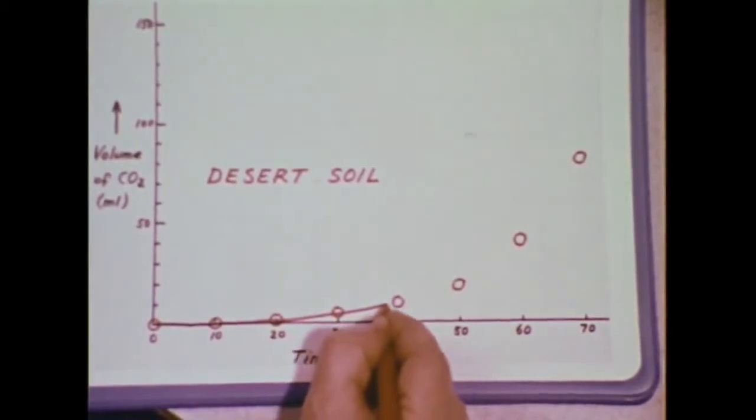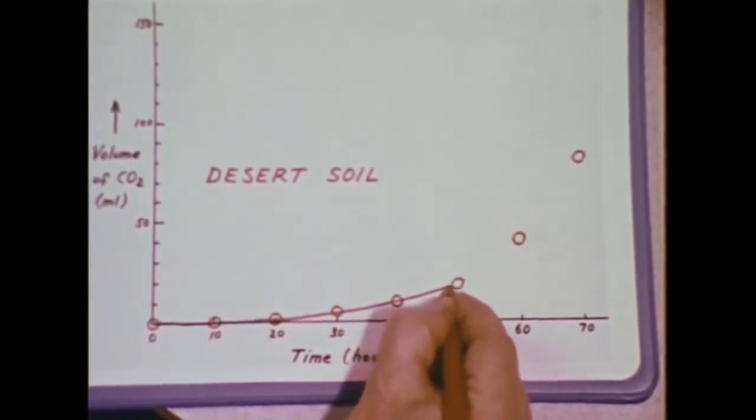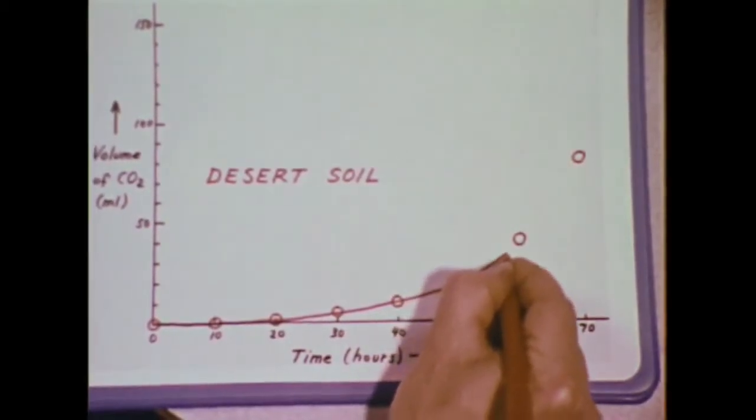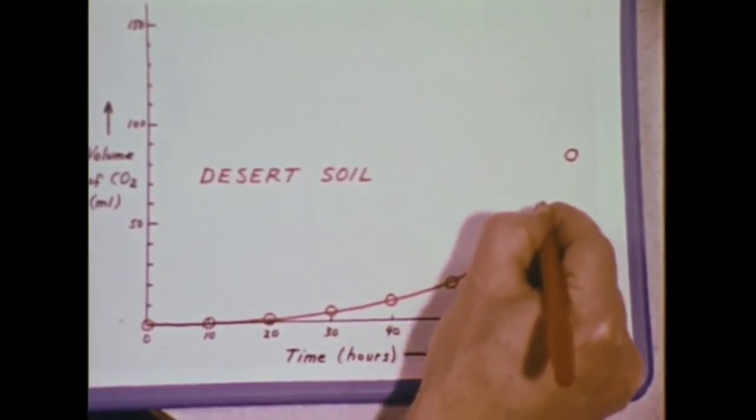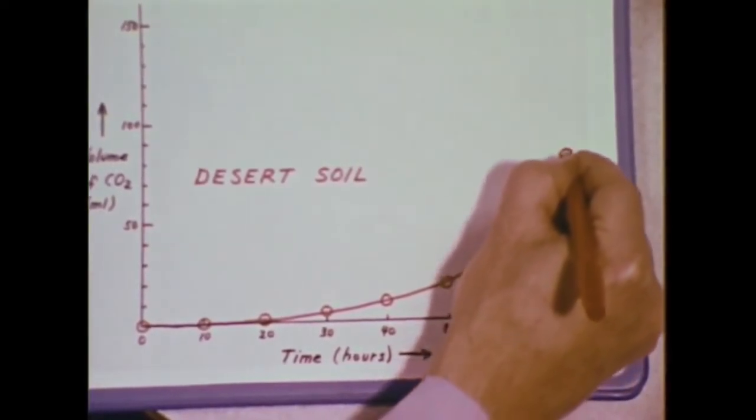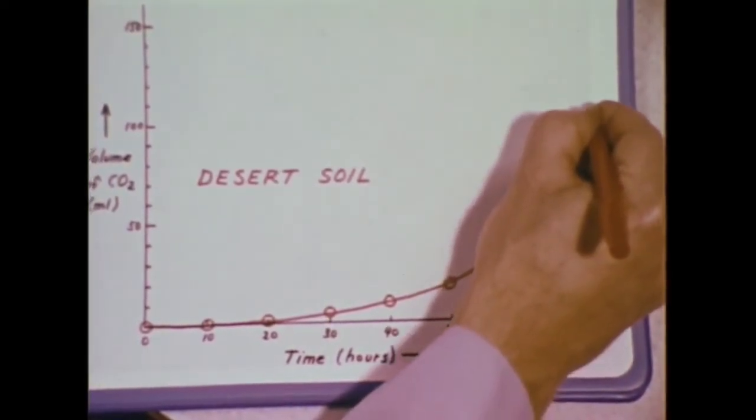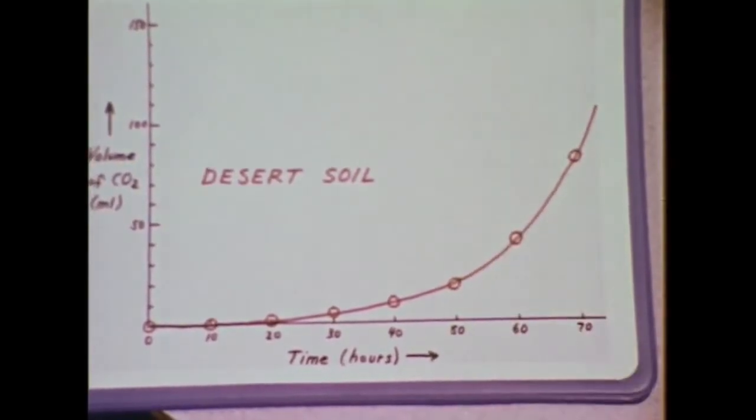The gas measurement results are plotted. The exponential, ever-increasing curve shows that microorganisms are even present in desert soil. Life is again detected.